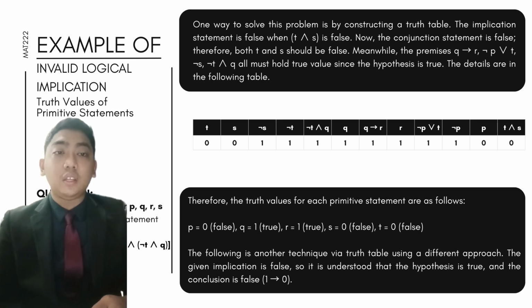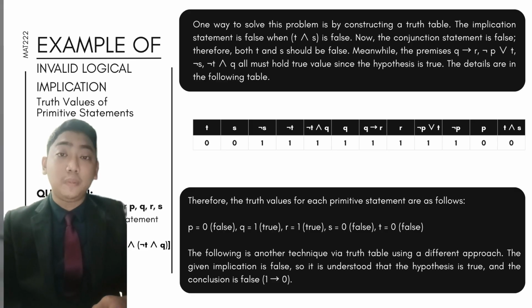The following is another technique via truth table using a different approach. The given implication is false, so it is understood that the hypothesis is true and the conclusion is false. That means 1 implies 0.